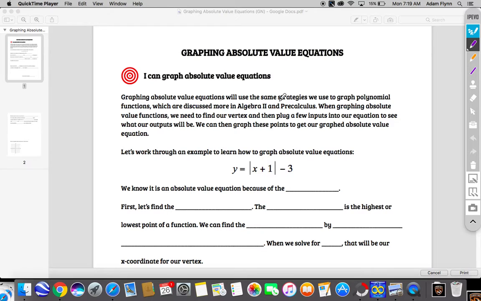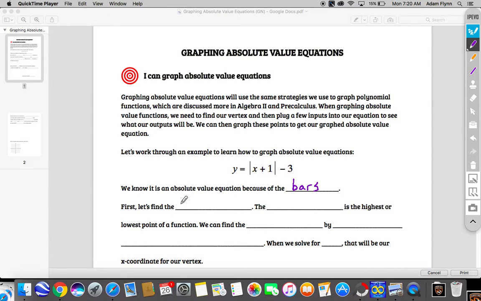So let's work through an example to learn how to graph absolute value equations. I think that would be the best strategy. Okay, so we know it is an absolute value equation because of the bars. We have this x plus 1 and it's surrounded by these bars there. And again, absolute value refers to the distance away from 0 on the number line.